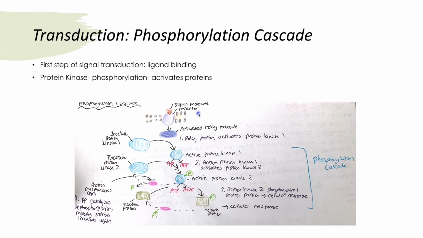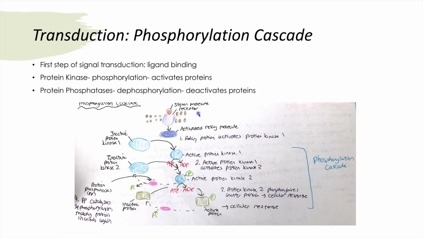The protein kinase is commonly used in signal transduction pathways as they catalyze the phosphorylation process involving the transfer of a phosphate group from an ATP molecule to a protein to activate it. Phosphorylation induces the activation of target proteins. This is called a phosphorylation cascade.